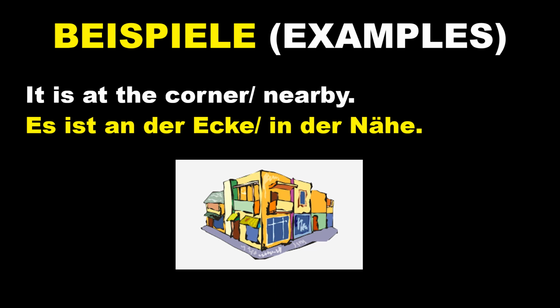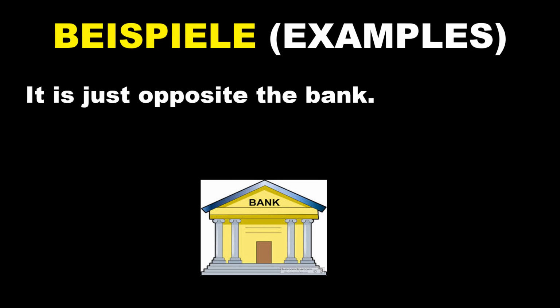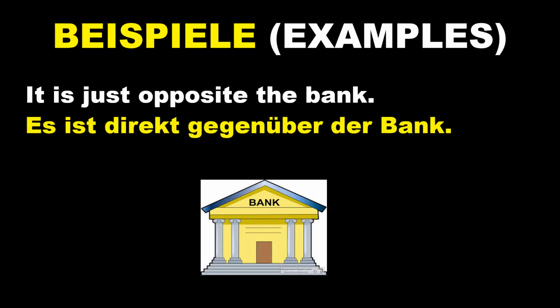Let's go ahead. It is just opposite to the bank. When somebody has asked you where a particular place is, you want to say it's just opposite to the bank. How to say that in German? Es ist direkt gegenüber der Bank. Gegenüber, opposite. Der Bank, the bank. Quite clear? Es ist direkt gegenüber der Bank.